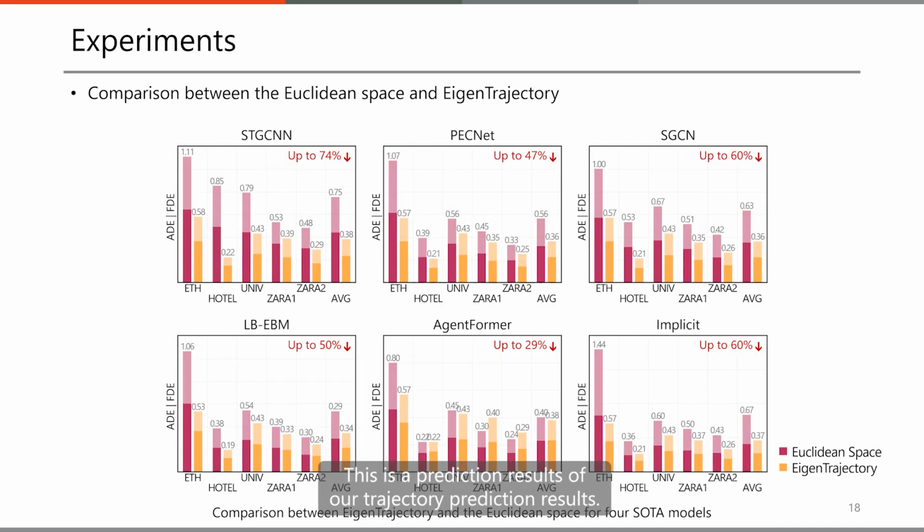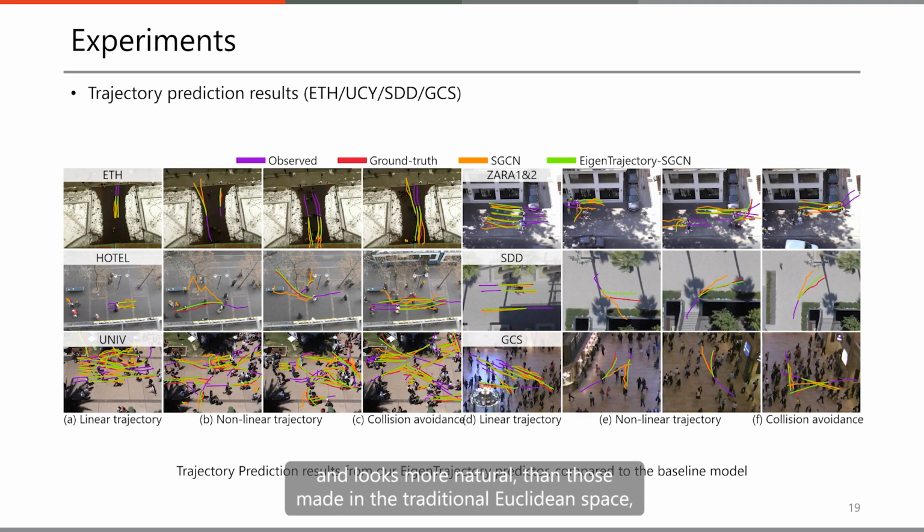These are the prediction results of our trajectory prediction. Although most predictors use the same baseline model, the predictions made in our EigenTrajectory space are much more accurate and look much more natural than those made in traditional Euclidean space, which look noisy and don't align with human dynamics.